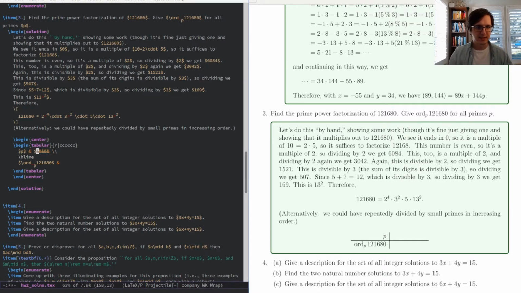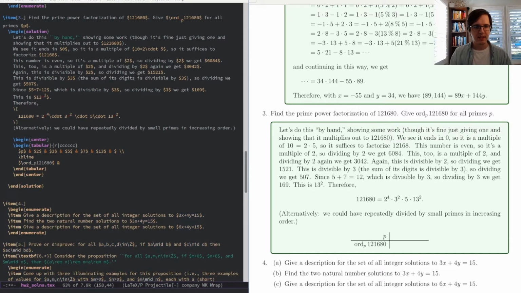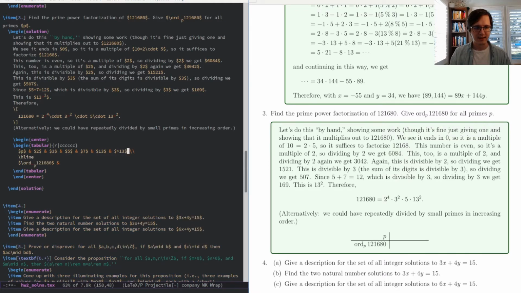So 2, 3, 5, 7, 13, and greater than 13. Well, what's the next prime? Just to, so 13, 14, 15, 16, 17?